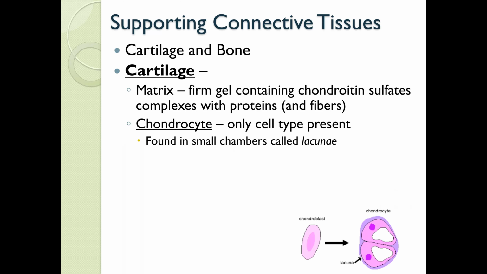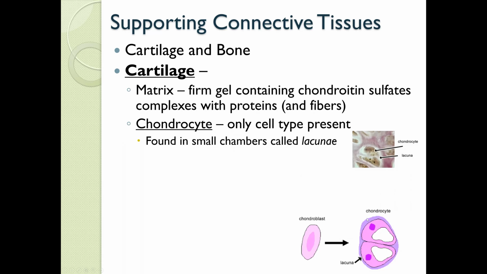Chondrocyte is the only cell type that is present, and they come from cells called chondroblasts. So during development, when the cartilage is being formed, a chondroblast is a cell that makes cartilage, and then after the cartilage is made, that chondroblast becomes a chondrocyte. Remember, chondro is the prefix for cartilage. And the chondrocytes live in these little chambers called lacunae, which is plural, and lacuna would be singular.